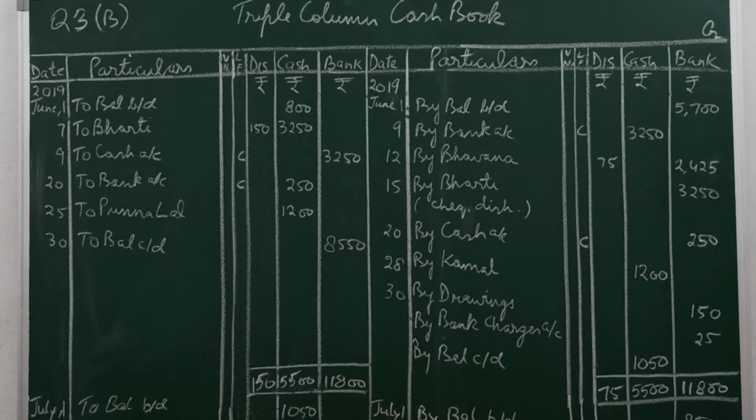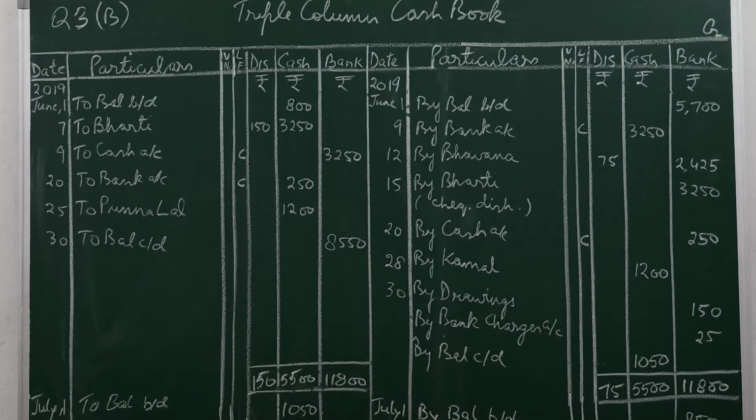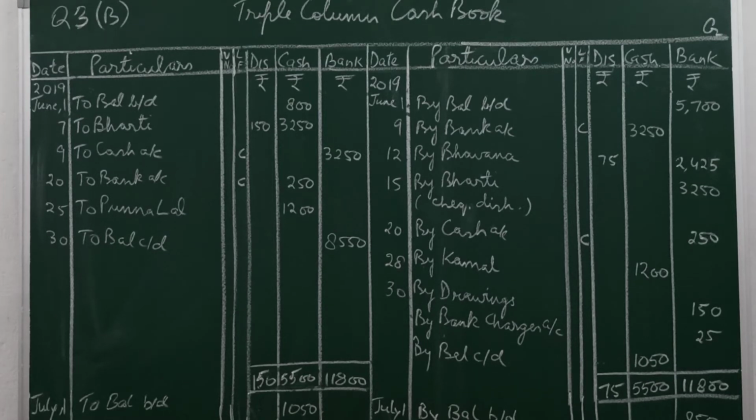7th June, received a check from Bharti for rupees 3,250, discount allowed. Whenever you receive a check, I told you have to see when was the check deposited to bank. In the question, on the future date on 9th, the check was deposited into bank but not on the same day. So we will treat as cash transaction. So debit what comes in on 7th to Bharti, 3,250 in the cash column and 150 discount allowed.